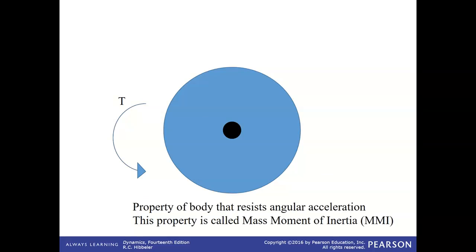If you extend this concept of inertia to rotational motion, such as this circular disc mounted on a shaft, when the external torque T is applied to the circular disc, this torque will try to give it some angular acceleration. But there is a property of the body that resists angular acceleration, and this property is called mass moment of inertia, or MMI. So mass moment of inertia is applicable to rotational objects, and it is resistance to angular acceleration.